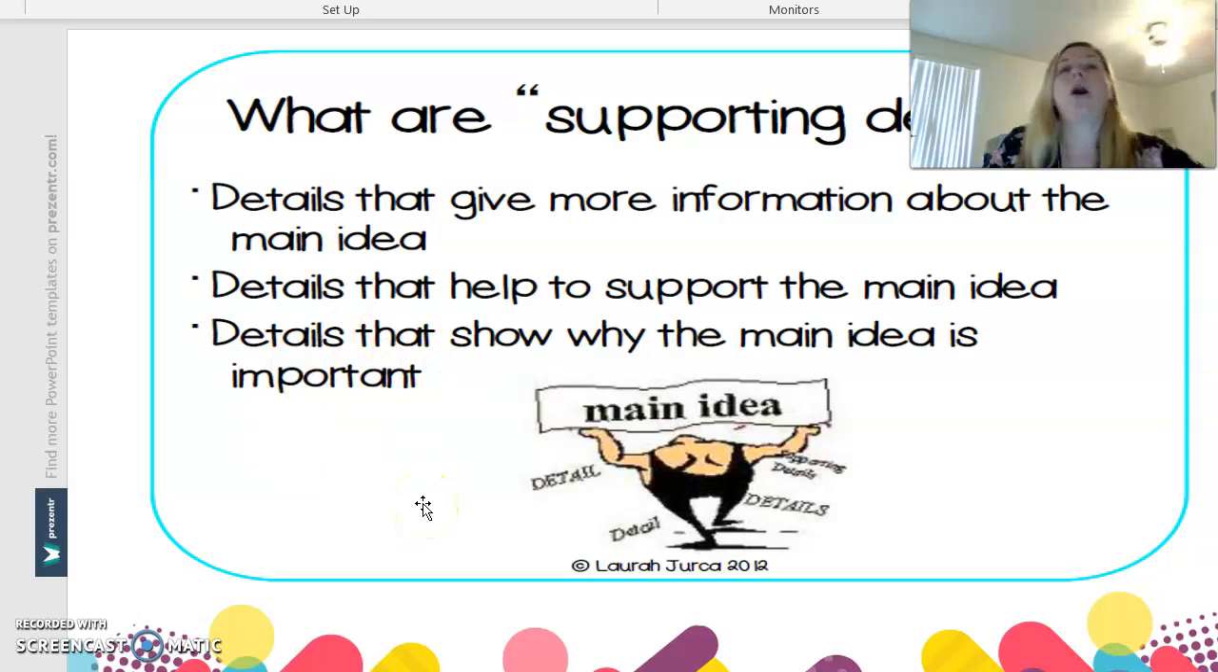Well, we can figure out what the author is saying about the subject by looking at those supporting details. Details, they are going to give us more information about that main idea. The details are going to help support the main idea, and they're going to show why the main idea is important. So it's kind of like this example. Look at, he's a guy. The guy is all of the supporting details, and they're working together to hold up that main idea.